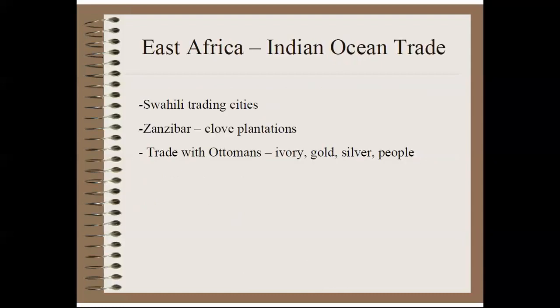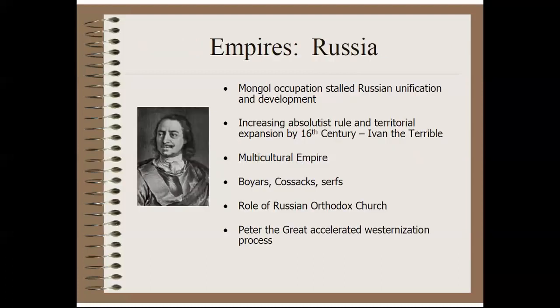East Africa is still going to have the Swahili city-states, although it loses some power with the fall of the Muslims. They will trade with the Ottomans with ivory, gold, silver, and people. They'll participate in the slave trade. Remember, there were two slave routes. There was the Atlantic slave trade to the New World. There was also the African slave trade through the Middle East. That was the land route. And the African slave trade actually lasts longer than the Atlantic slave trade, although a lot fewer people go through it. We'll see the rise of some empires.